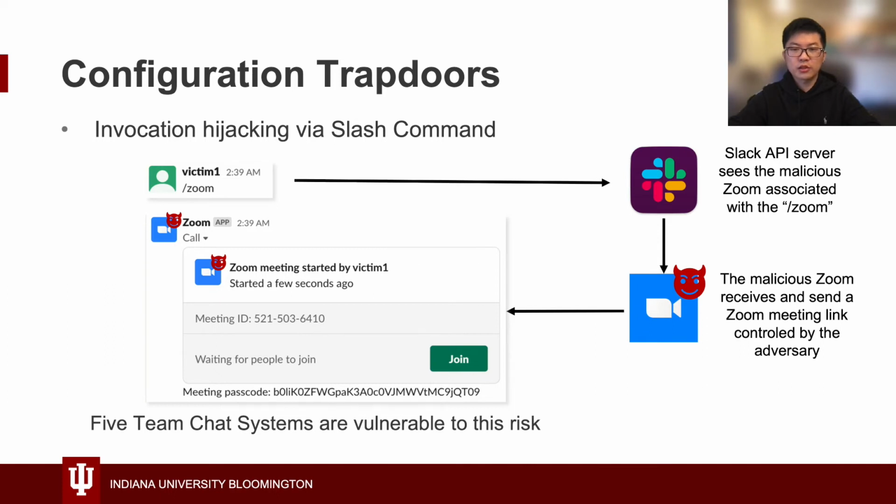to invoke the app, so as to replace the app and impersonate it to other team members who may use the legitimate app. Take the picture as an example. When the victim types the string /room, then the malicious room will receive this event and send a room meeting link controlled by the adversary. Among the 12 team chat systems, we find that this risk is present on 5 systems. What's worse, we also find the /command hijacking attack on Slack can cause a privacy leak.